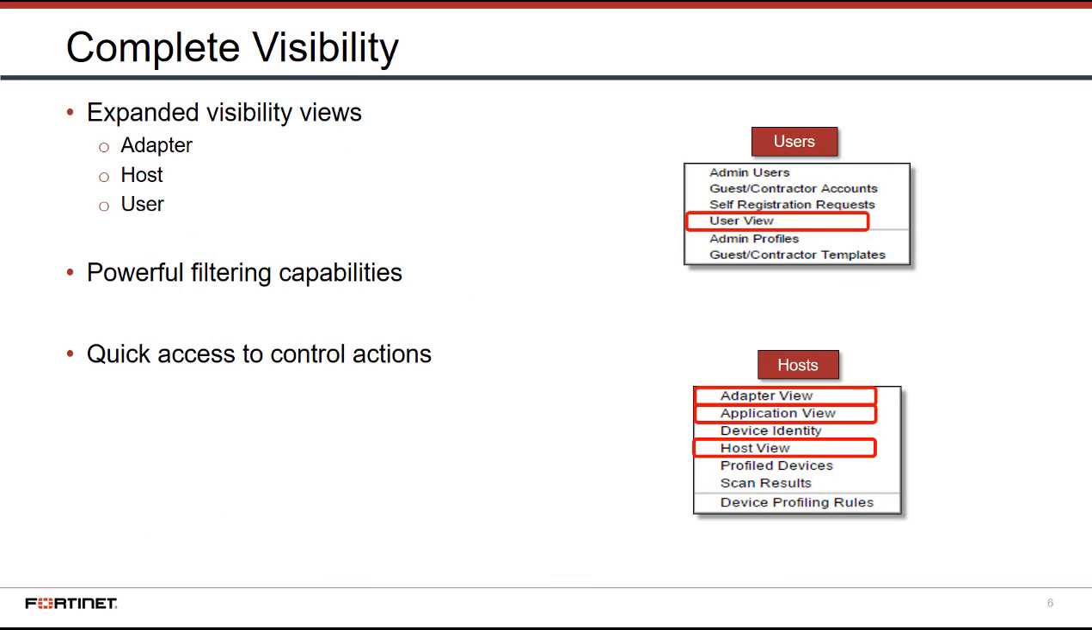Now, with these four different administrative views, we have four different ways to get there. A different way for each view. So under the user menu, we can select user view to access the user view administrative screens. And under the host menu, we can get to adapter view, application view, and the host view itself. So each of these options really brings us to pretty much the same view. It's just got four different tabs, and it depends which method you use to get there, which tab is active upon arrival. But they really all do go to pretty much the same view.